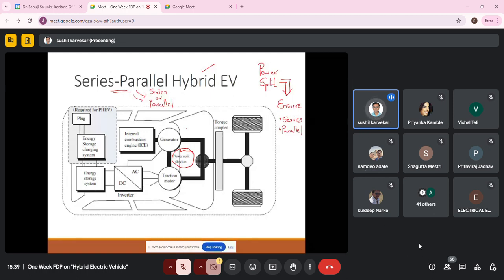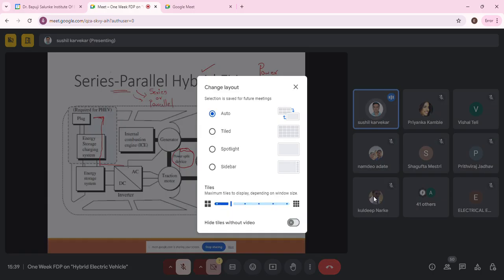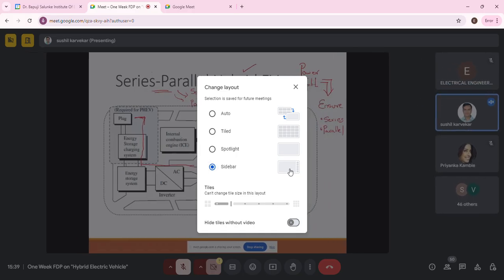The connection in series mode as well as parallel mode. During series configuration, we can see that the plug would be connected to the storage system, then the inverter, traction motor, and then to this operation.